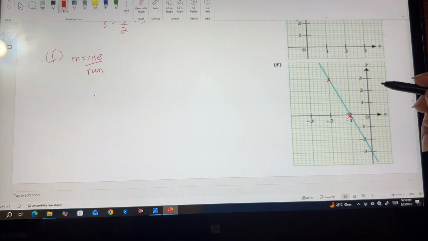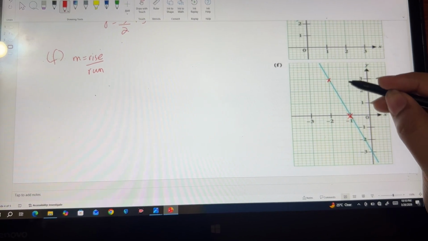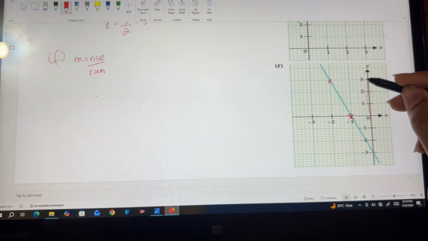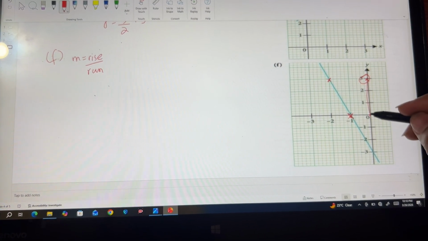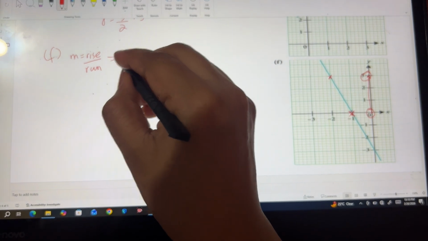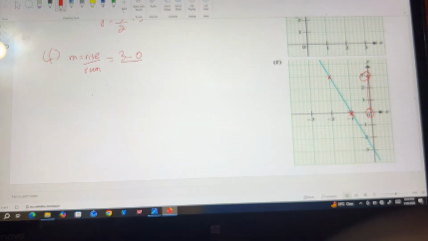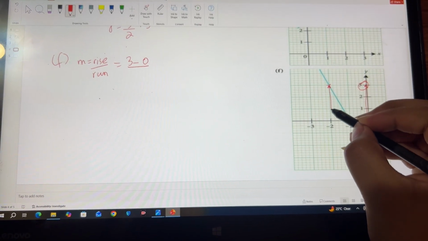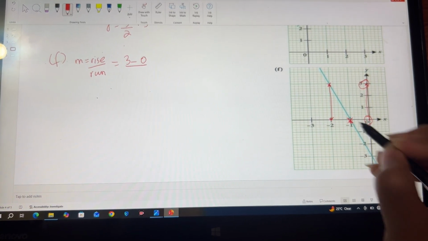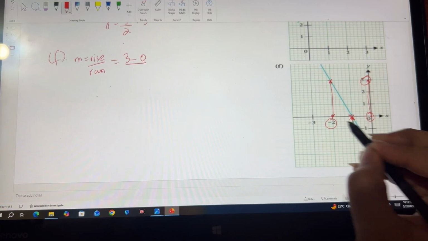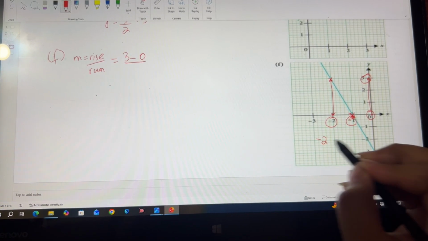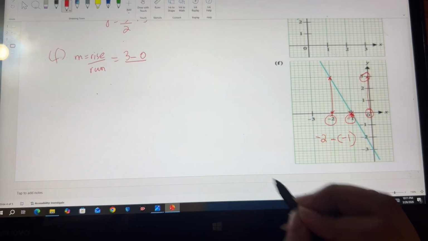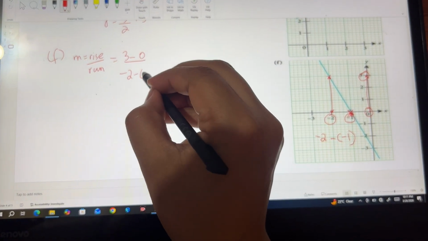Now for rise, rise is from this point to this point. On the y-axis it is coming from 0 to 3. We know that we subtract the lowest value from the highest value. So it is 3 minus 0 upon run. For run, this point is at minus 2 and this point is at minus 1. We have to subtract these 2 points, so I can write it like this: minus 2 minus minus 1.